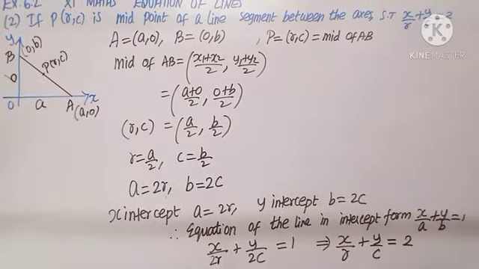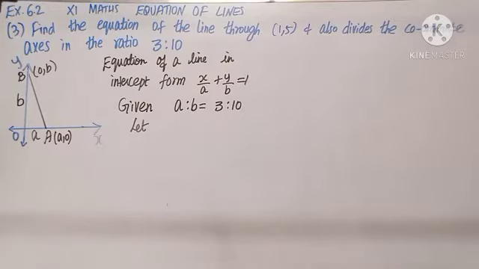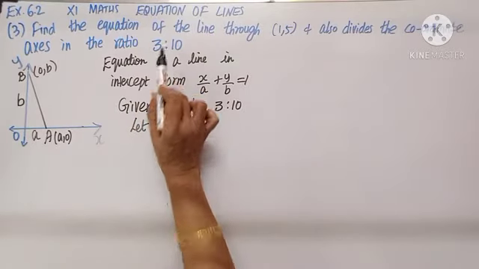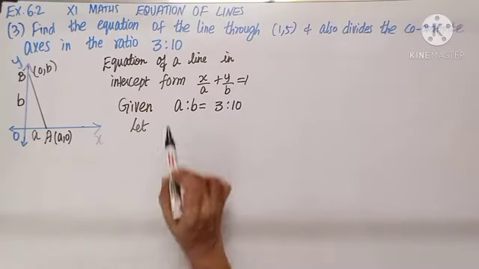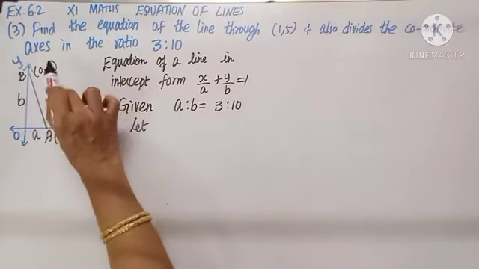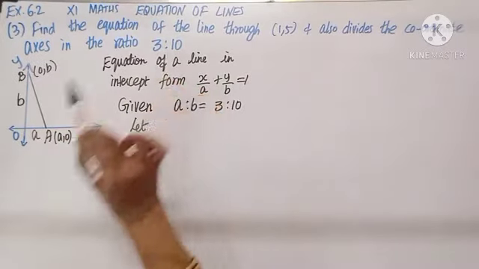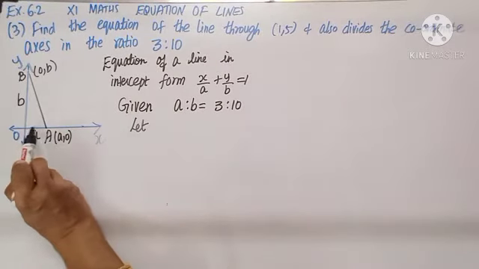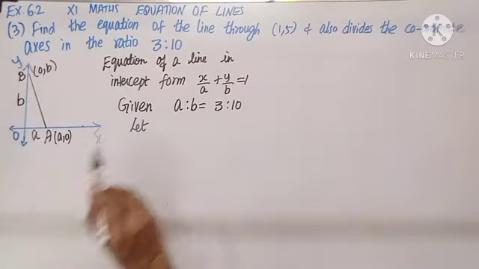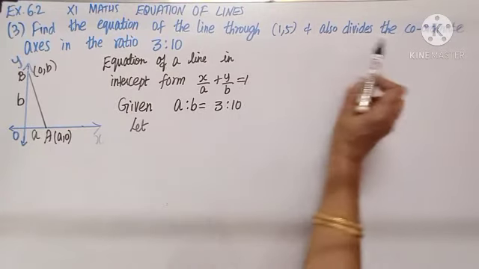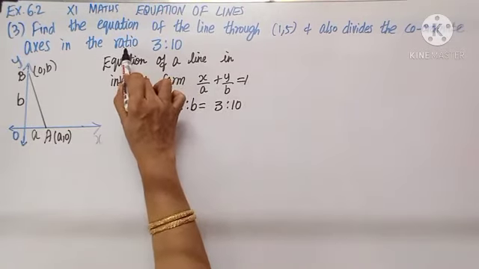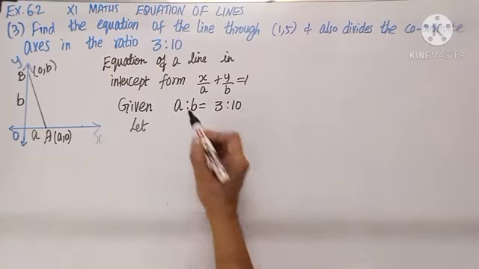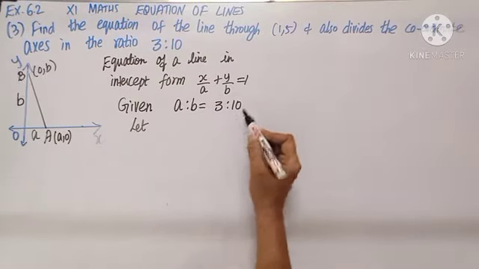Question number 3. Find the equation of the line through 1, 5 that also divides the coordinate axes in the ratio 3:10. When I know the coordinate axes ratio, remember the equation in intercept form. If I treat this as a and this as b, they have given the intercepts are in the ratio 3:10. So a is to b is 3:10.